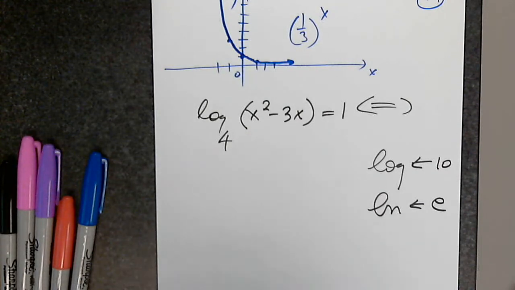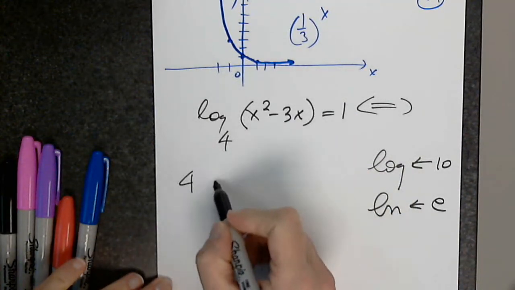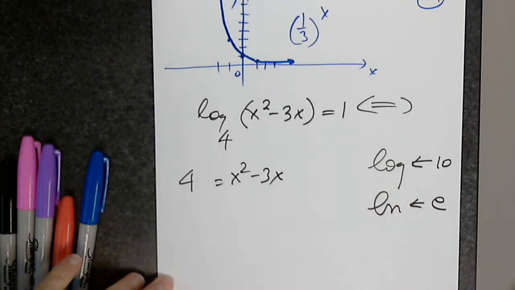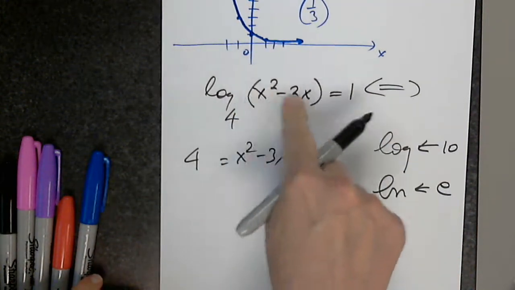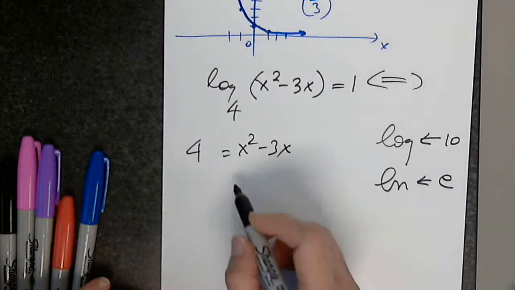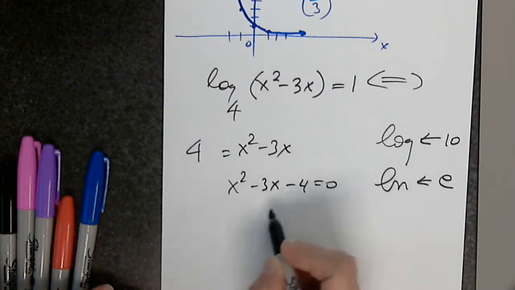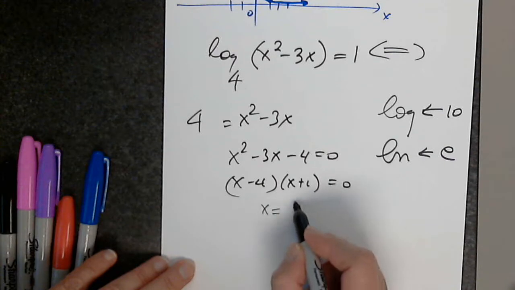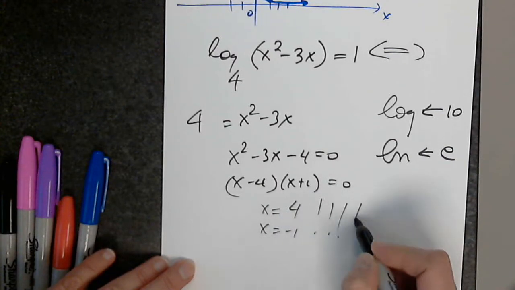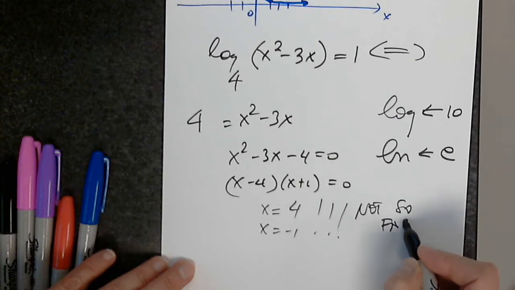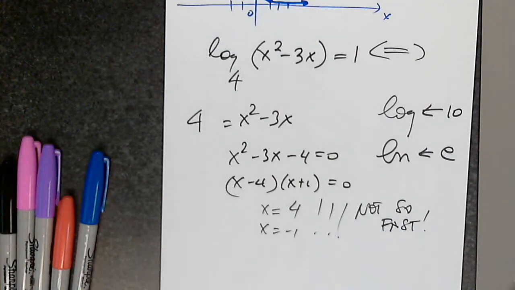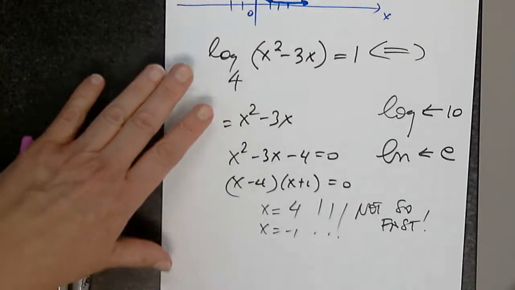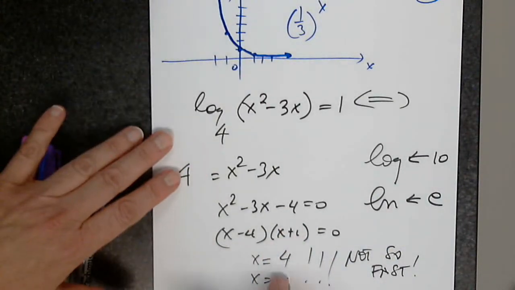Good. How do I replace this? The base raised to 1 equals x squared minus 3x. Base raised to this equals this. So then x squared minus 3x minus 4 equals 0, x minus 4 and x plus 1. And I get two options, 4 and negative 1. Not so fast, because this is a function with restrictions. It's not a friendly function. You either state the domain and solve, or you go back and check.